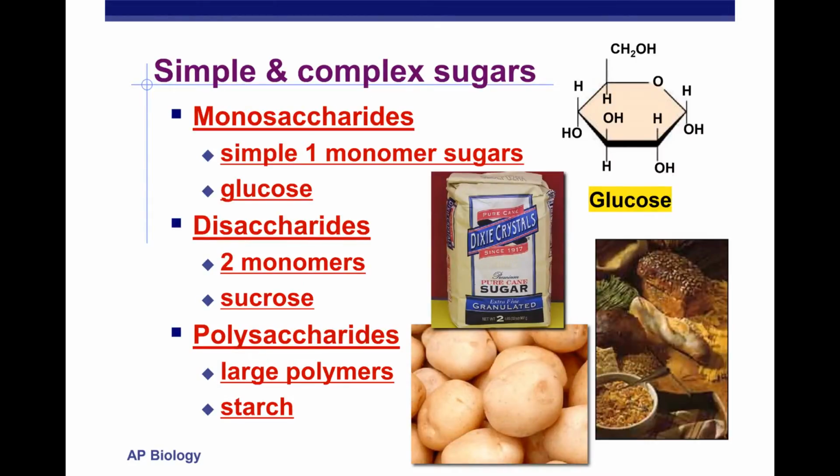So we can also break our sugars up into groups based on whether they are simple sugars or whether they are complex sugars. Your simple sugars are going to be monosaccharides, so mono meaning one. They're made up of one type of monomer repeated over and over again, for example, glucose. You can also have disaccharides, which are made up of 2 different monomers, so for example, sucrose, and then you can have polysaccharides, which are really large polymers of repeating units, and a good example of that will be starch.